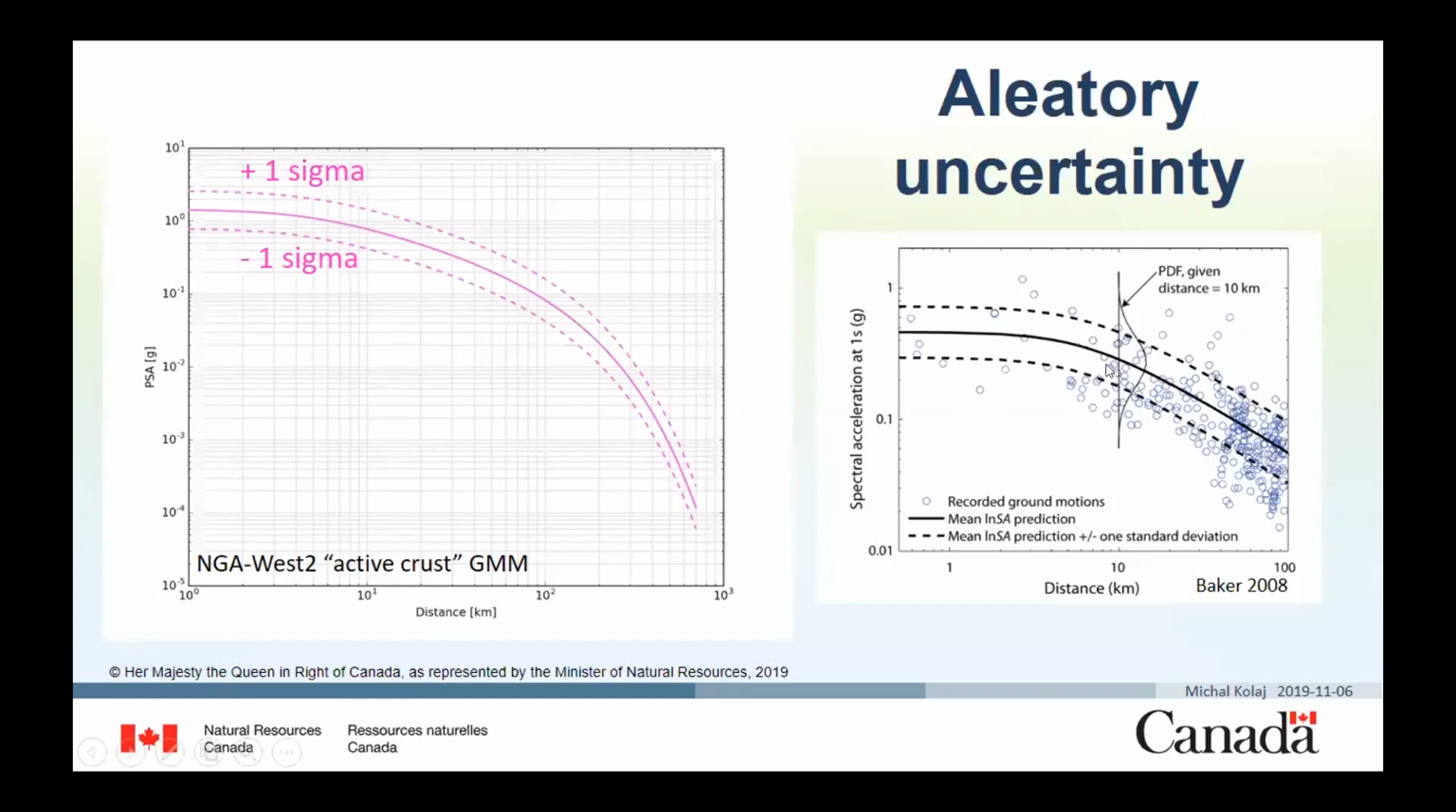And the middle solid line is the median line. And you can see not everything is following that, because there is inherent randomness. So it's kind of a distribution around that, and you often model that with a mean and a standard deviation. So that standard deviation is that aleatory uncertainty.